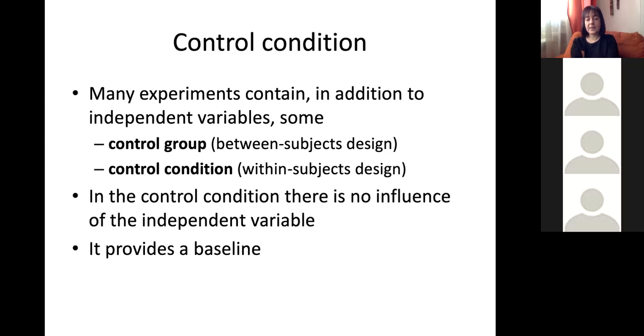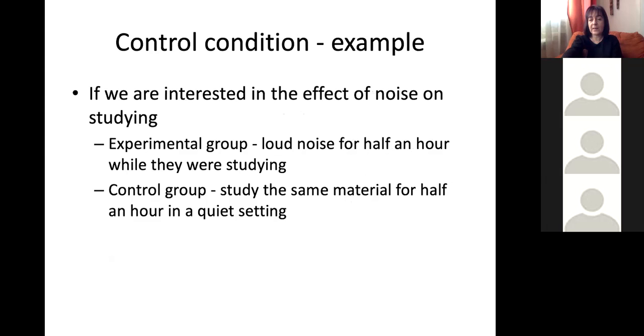This control condition is the experimental condition in which there is no influence of the independent variable. So the independent variable in that condition is 0. Then it is called a control condition. And why do we use control conditions? Because we want to have a baseline to judge and to compare our results to that baseline.